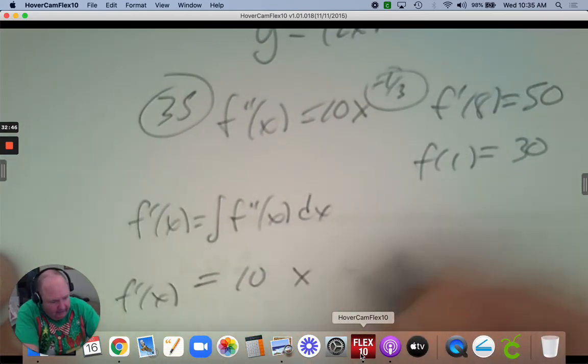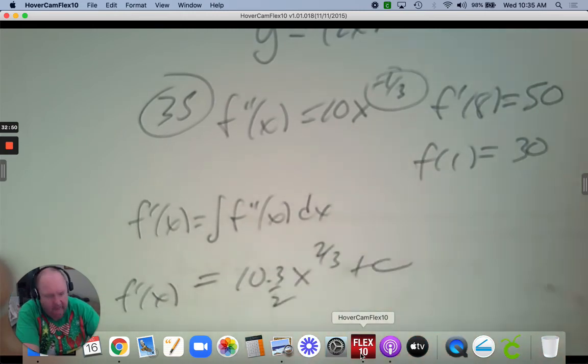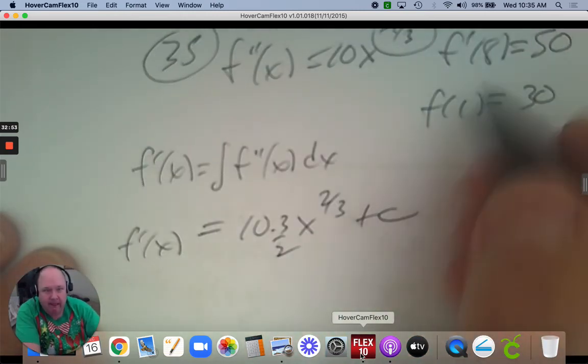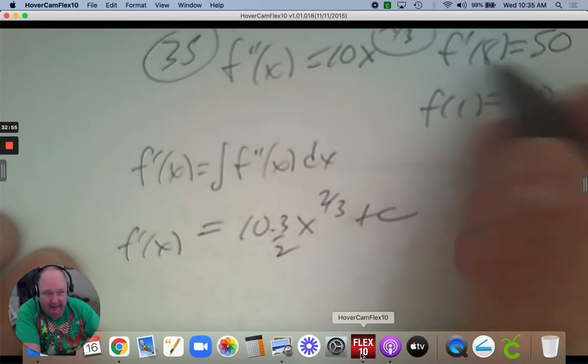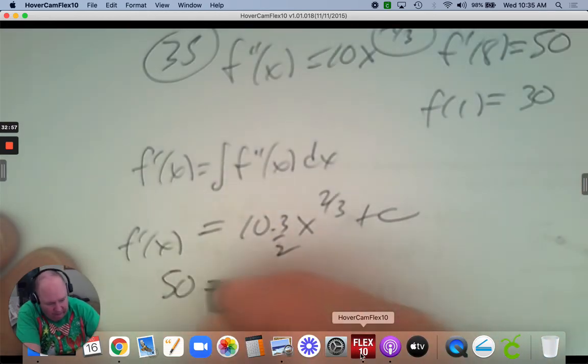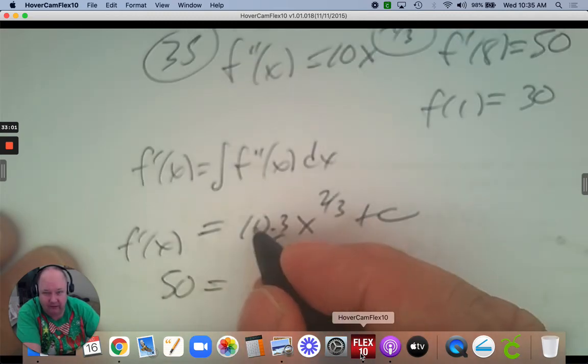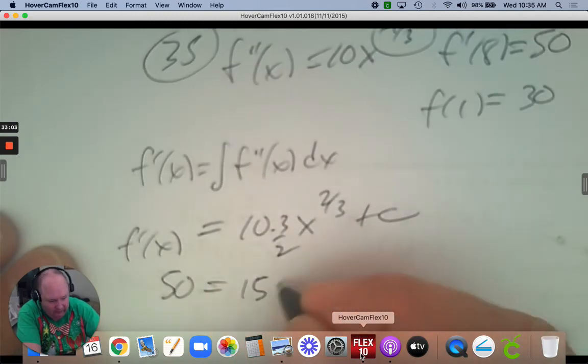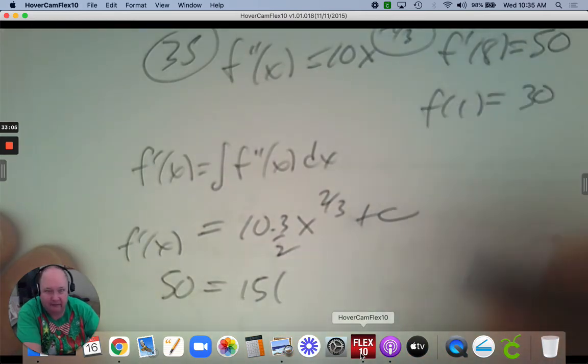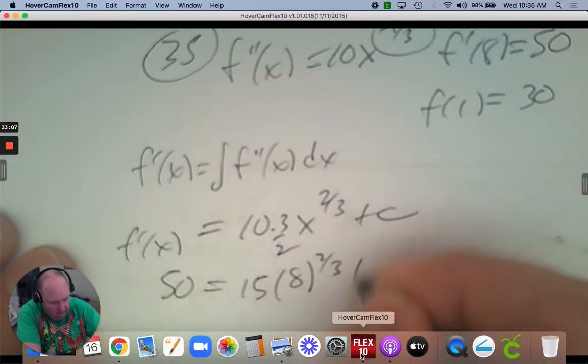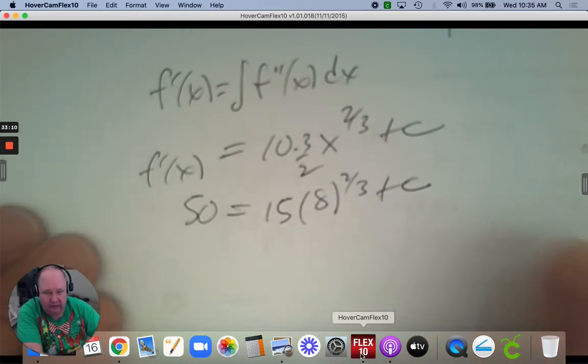So if I add 1 to the exponent, it's positive 2/3, and then the reciprocal and the constant. It says the first derivative at 8 equals 50, so I'm going to make it equal to 50. This simplifies. 2 goes into 10 5 times, and 5 times 3 is 15. x is 8, and then solve for c.